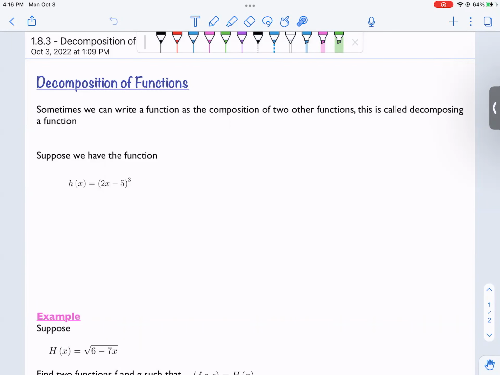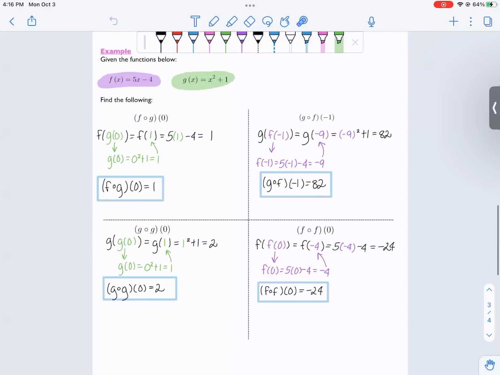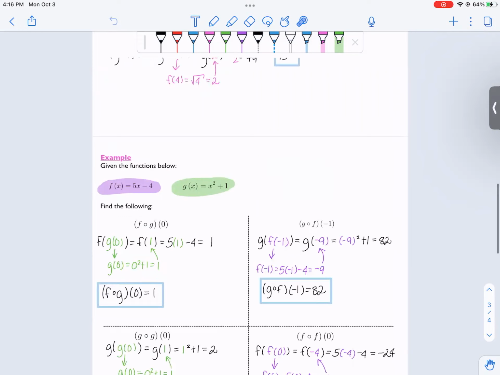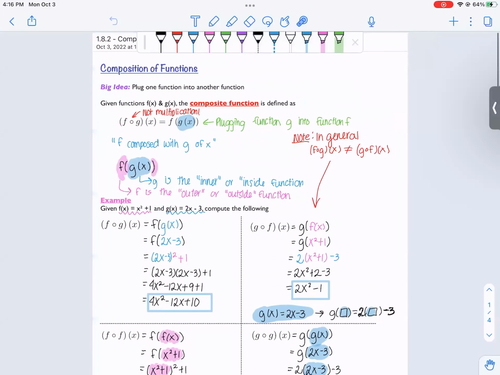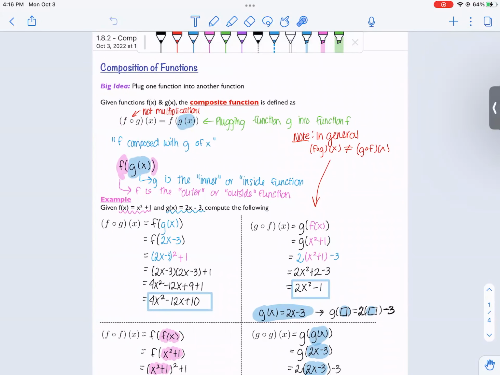Decomposition of functions. So we've talked about composition of functions. That was where we plugged one function into another function. This is the previous video. This was us plugging one function into another function. So here we're plugging function g into the function f. Just a bunch of algebra. But this was combining two functions together.